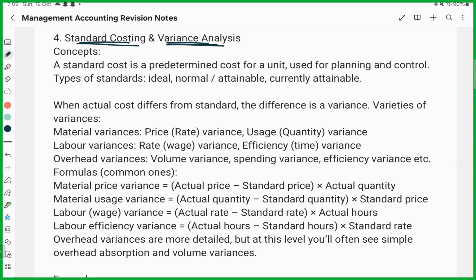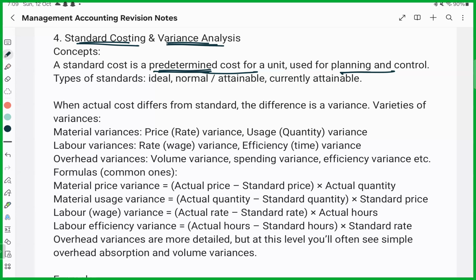So standard cost is a predetermined cost for a unit. Predetermined means the budgeted cost used for planning and control. When we are budgeting, we need to keep in mind that the budgets we set should be attainable. We should not keep an unattainable budget, which is something I will not be able to achieve anytime in future.